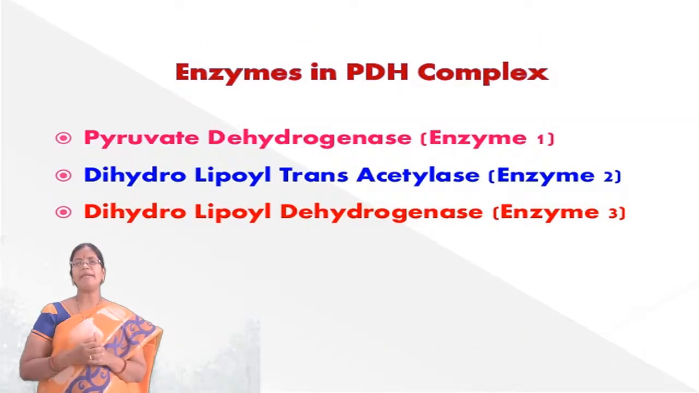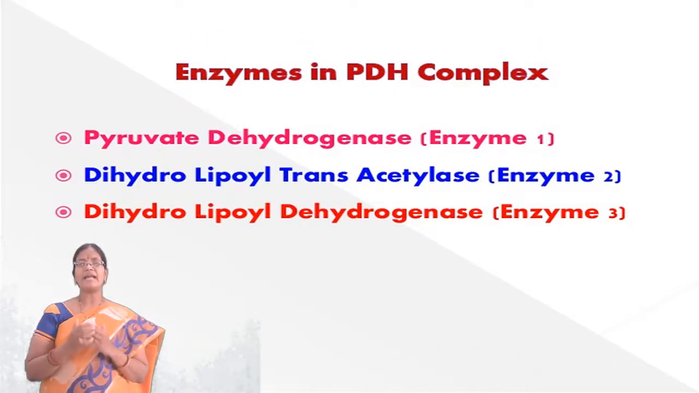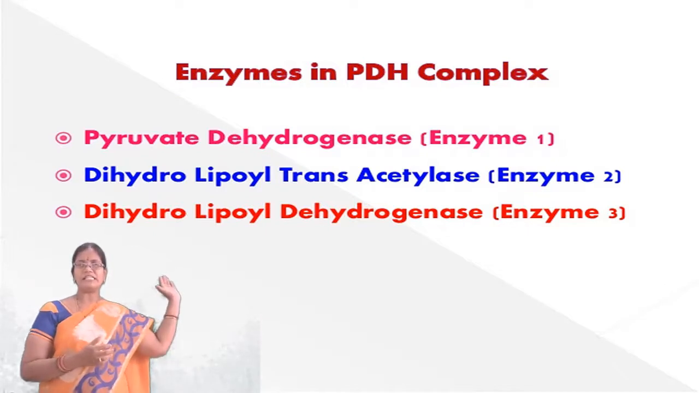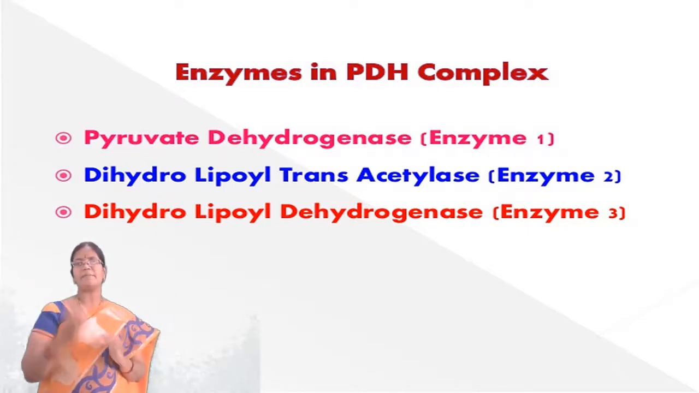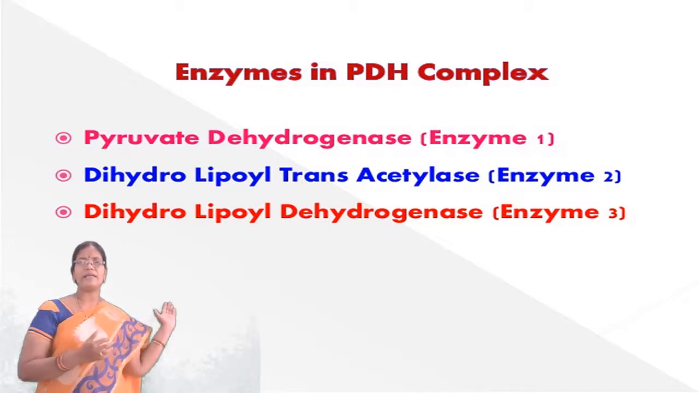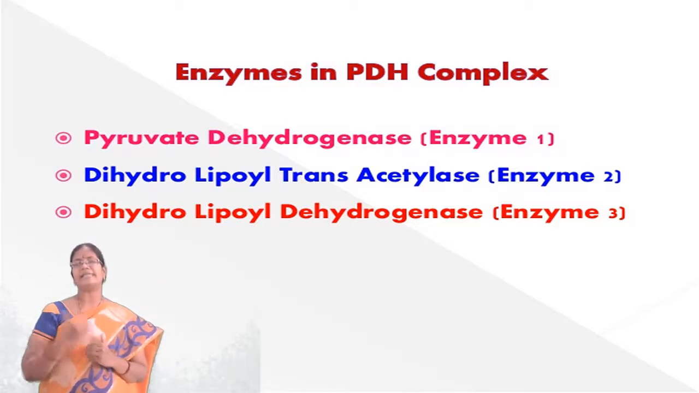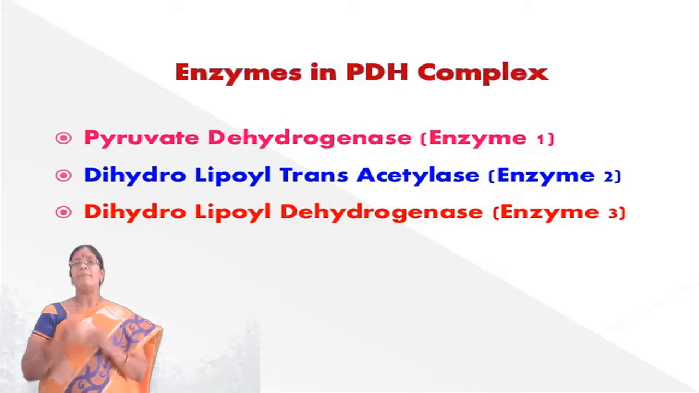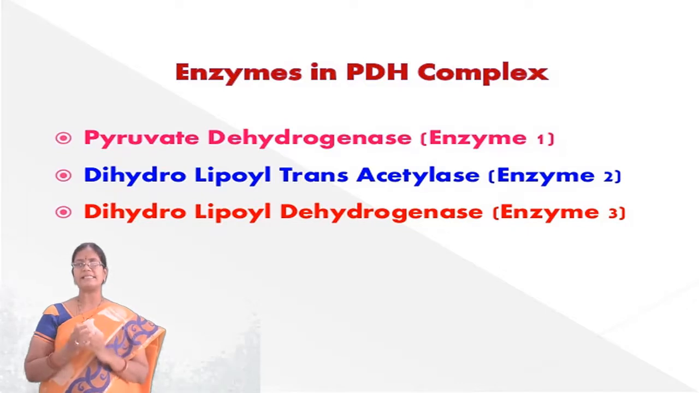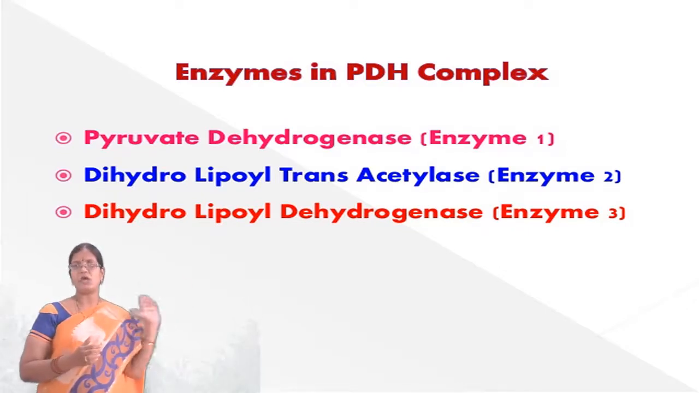Now, I said that PDH is a multi-enzyme complex. That means it contains multiple enzymes in it. So, what are the multiple enzymes present in the PDH complex? First one is pyruvate dehydrogenase, which is represented as E1. The second one is dihydrolipoyl transacetylase, that is enzyme 2. And the third enzyme is dihydrolipoyl dehydrogenase, enzyme 3. That means pyruvate dehydrogenase complex contains 3 enzymes, so it is called a multi-enzyme complex.